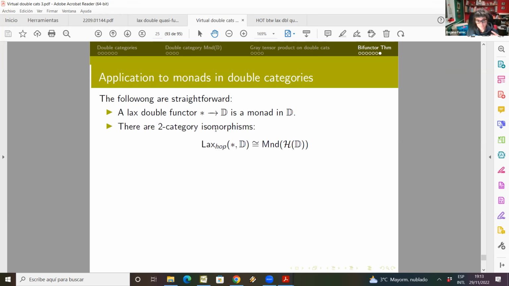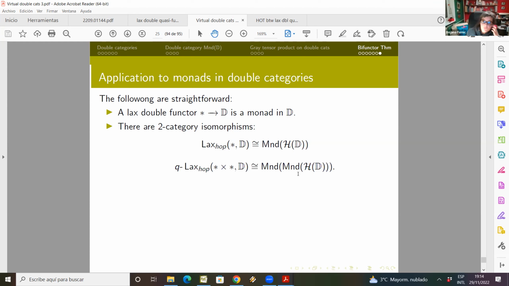I mean, you can see the same for the whole two-category of these lax functors from the trivial double category to any double category D, with horizontal oplax transformations and modifications. So this two-category is isomorphic to the two-category of monads in the horizontal bicategory of D. I gave you the sense on the level of zero cells, and the rest is not difficult.